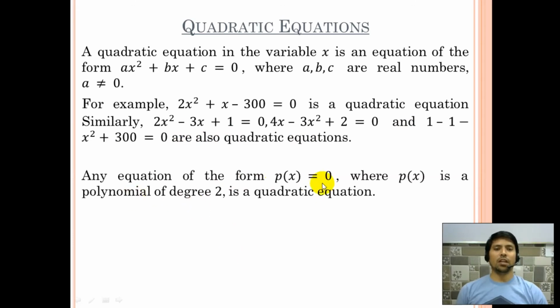If in any equation we can say this is p(x) equals 0, where p(x) is a polynomial of degree 2, then this is called a quadratic equation. You can see the x square term is present here, so this is called a quadratic equation.